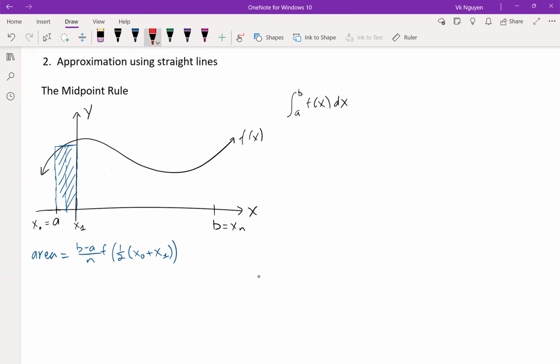Similarly, we can get the next area between x1 and x2. We use the midpoint and we sketch the corresponding rectangle. The area of the rectangle has the same width, (b minus a) over n. The length is f of half of x sub 1 plus x sub 2. Add up these areas and we have a nice approximation of the area under the curve using the midpoint.